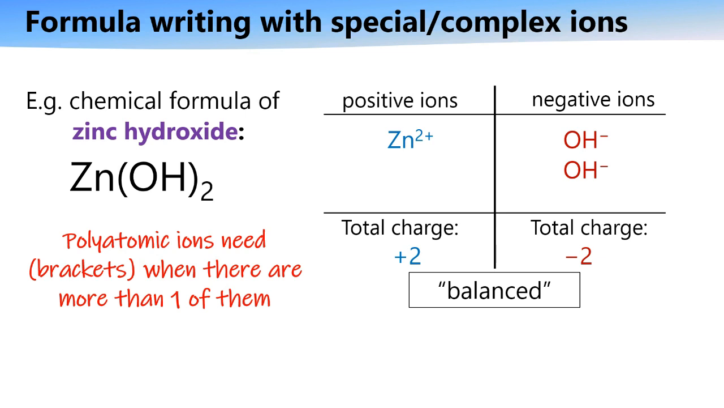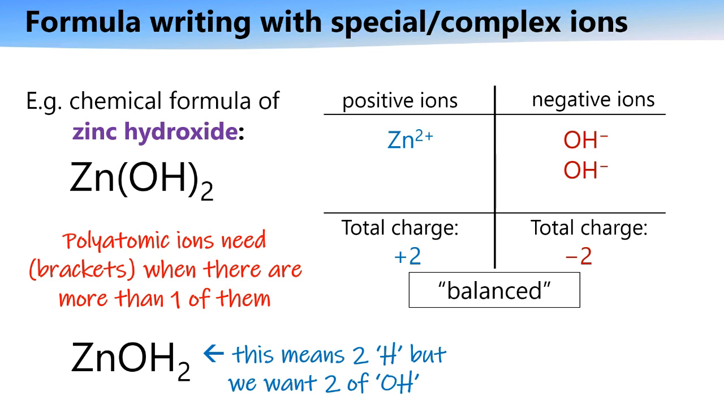Alright, so reminder again, polyatomic ions need brackets when there are more than one of them. Because if we don't write the brackets, we write ZnOH2. This means 2 hydrogen, but we want 2 of OH. So this is a wrong formula.